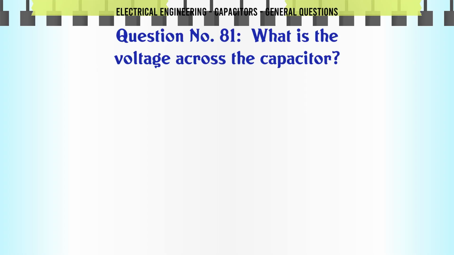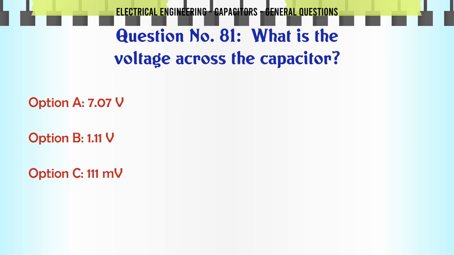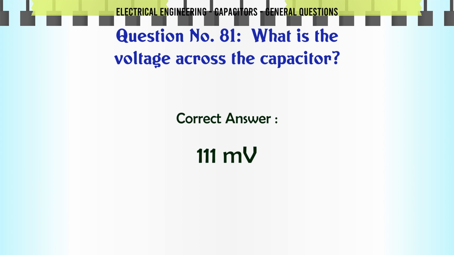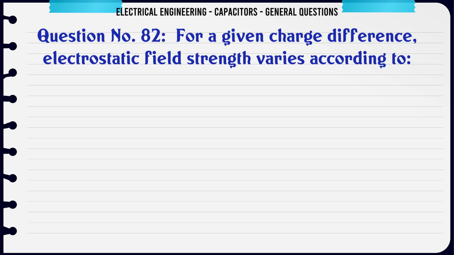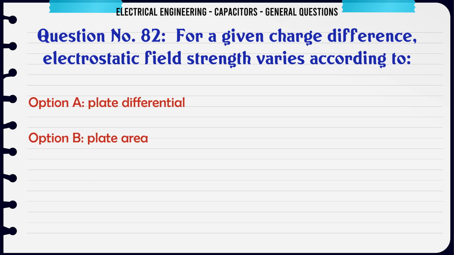What is the voltage across the capacitor? A. 7.07 V, B. 1.11 V, C. 111 mV, D. 7.07 mV. The correct answer is 111 mV.